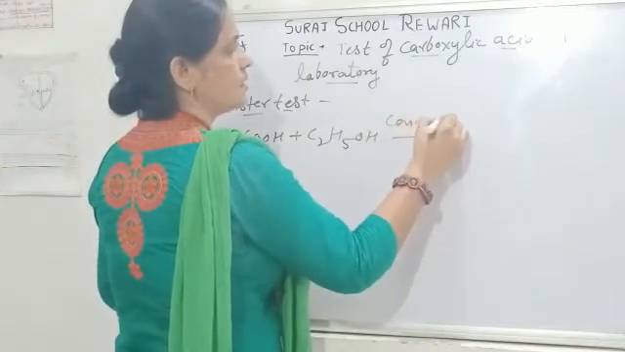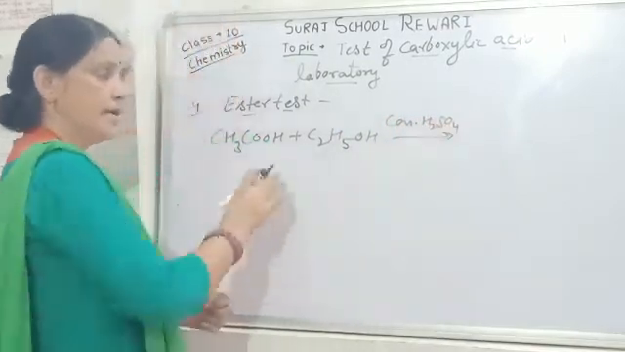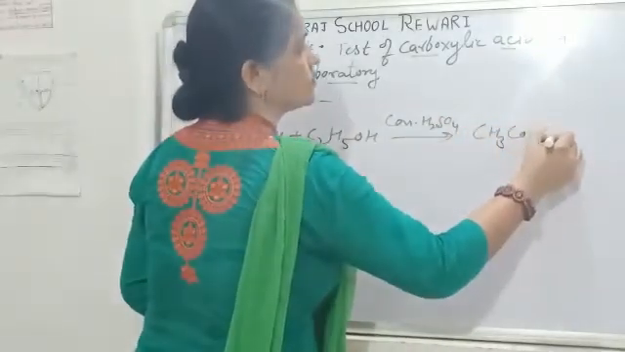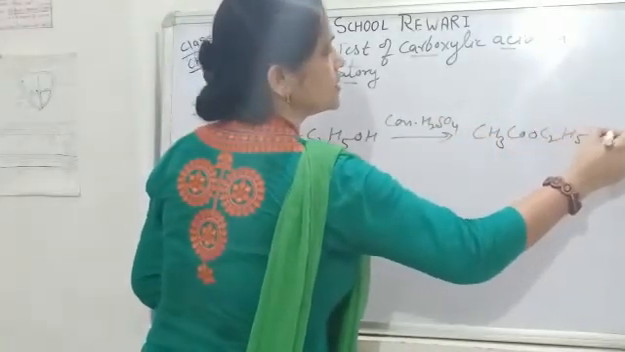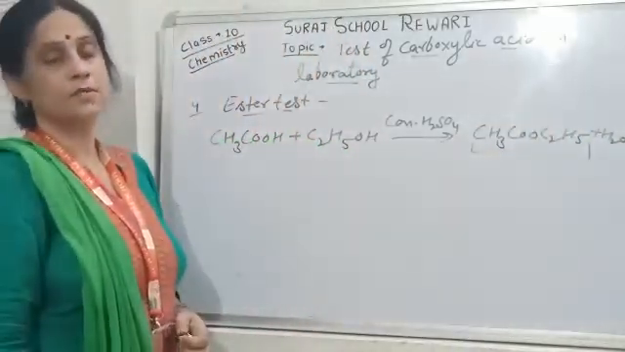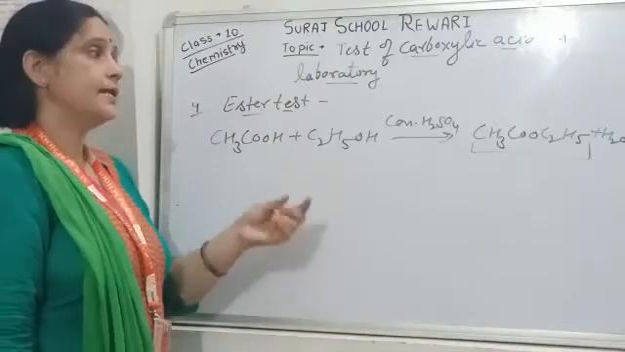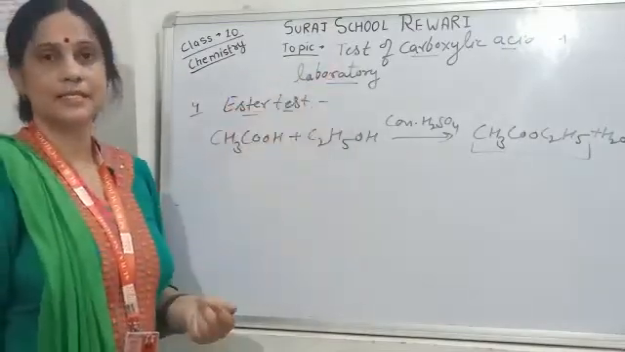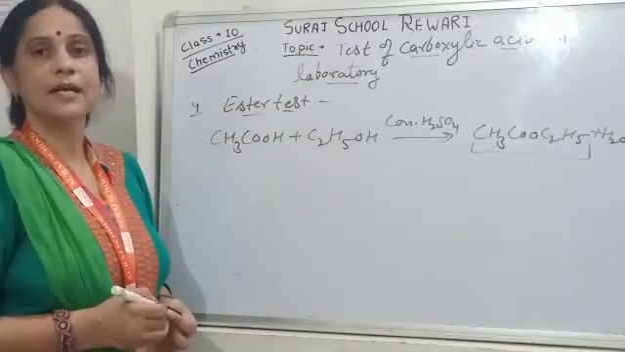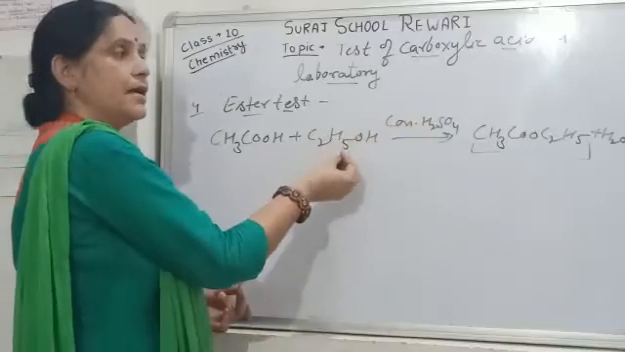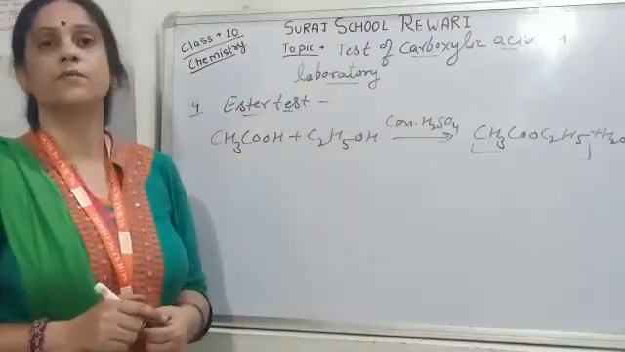Concentrated sulfuric acid. In that case, ester is produced plus water. Due to the formation of this ester, a fruit-like smell starts to come and it is confirmed that the given organic compound is carboxylic acid. That is our ethanoic acid, because carboxylic acid can produce the ester with alcohol in the presence of concentrated sulfuric acid.